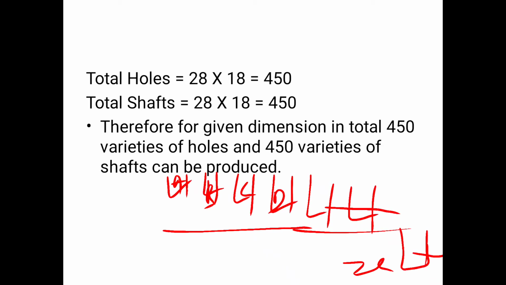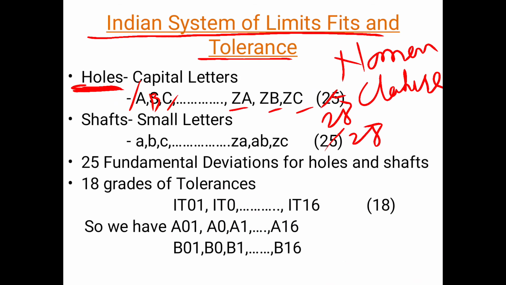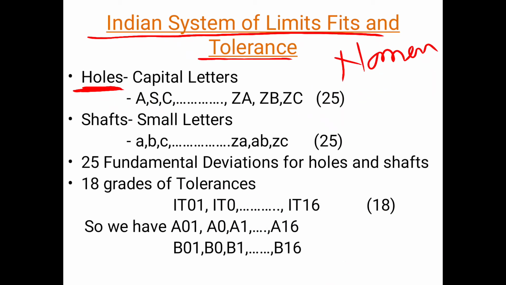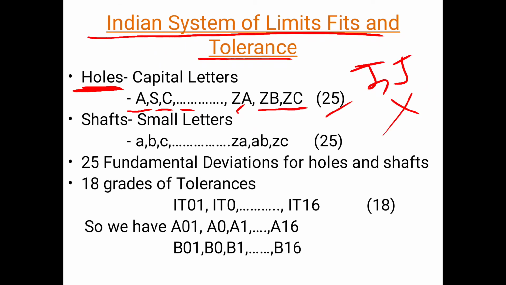This is the ZC. The hole size means this lower deviation is reducing step by step to 0, and again it is deviating from 0 to others, ZA, ZB, and ZC. So capital letters show the type of holes, A, B, C, D up to ZA, ZB, ZC. Letters like I or J are not taken here.